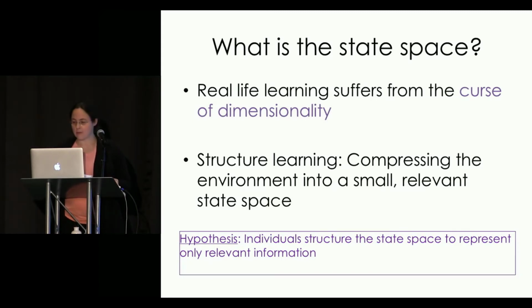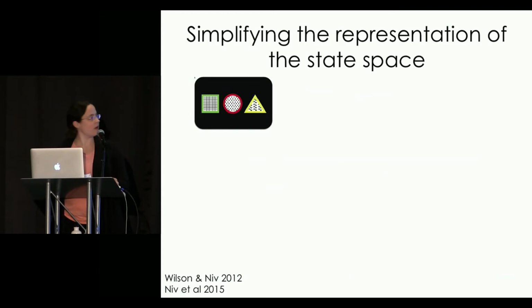So Yael Niv and her lab explored this question a lot with this task. So let me walk you through it quickly. So in this task, participants see 3 stimuli on the screen, and those stimuli have one of 3 potential features on each of three potential dimensions. So here the color, the shape, and the feel of each stimulus can vary, and it can take one of three values. So green, red, or yellow. Those three fills and those three shapes.